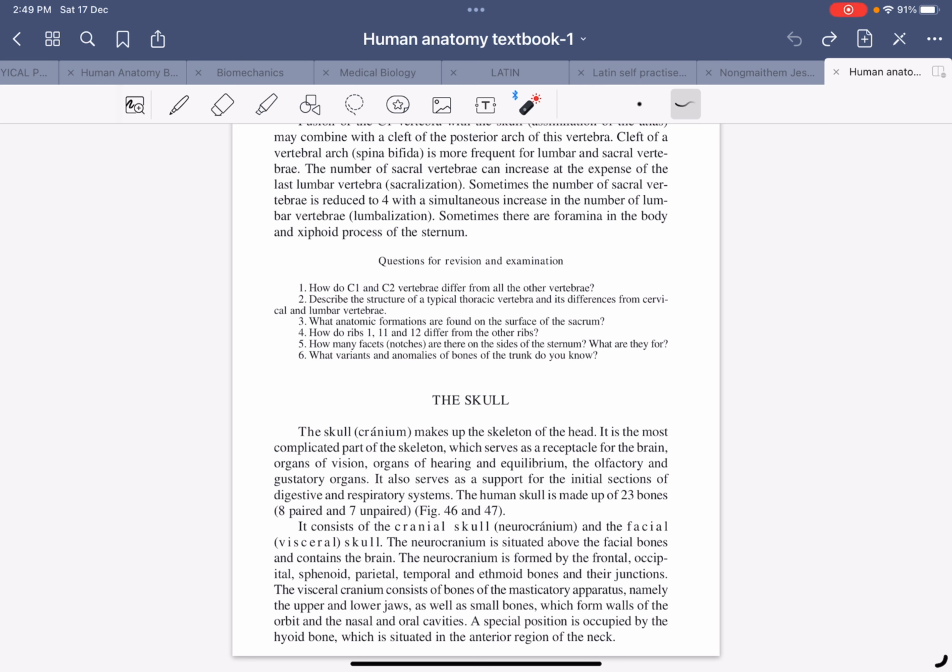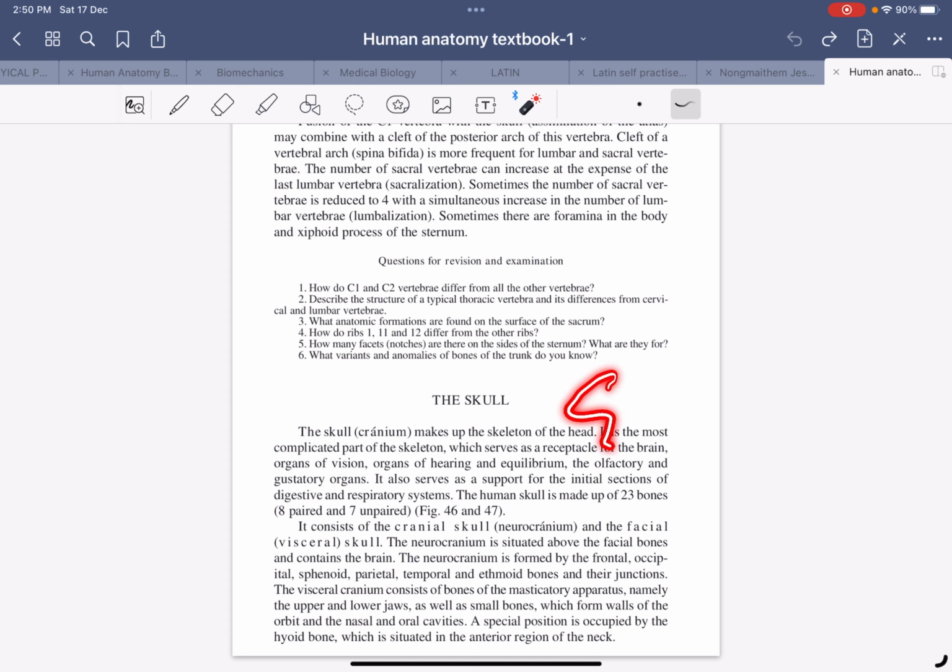It also helps maintain the cardiovascular and gastrointestinal tract, to be precise, for regulation of equilibrium. So the human skull is made up of 23 bones, 8 paired and 7 unpaired. It consists of the cranial skull, the neurocranium in Latin, and the facial visceral skull, also called the visceral cranium. The neurocranium is situated above the facial bones and contains the brain.